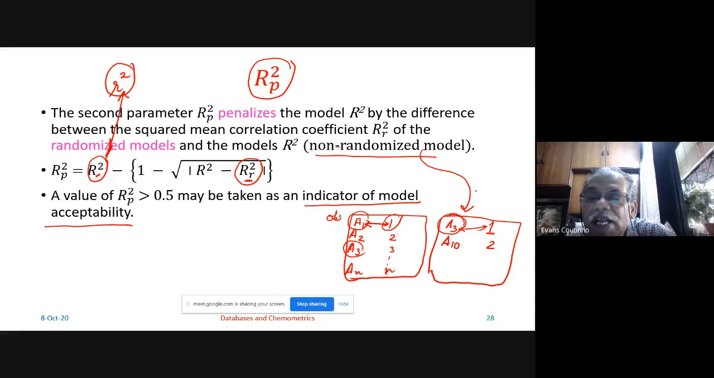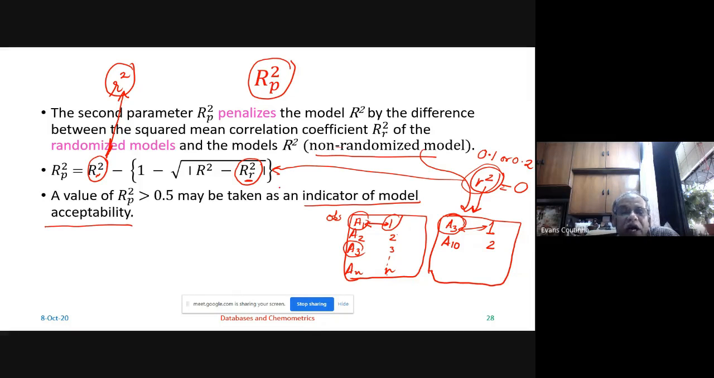And now when I try to develop a model for this randomized data set, obviously the model should be a very poor model, because the molecules have been given all wrong activity values. So very obviously the R square for such a model should come very close to 0. But it will not come to 0. It should come to some small value of 0.1 or 0.2. That is what is called R square R. When the database has been randomized and you recalculate a model and the R square, this is the R square that you should be reporting as the R square R.